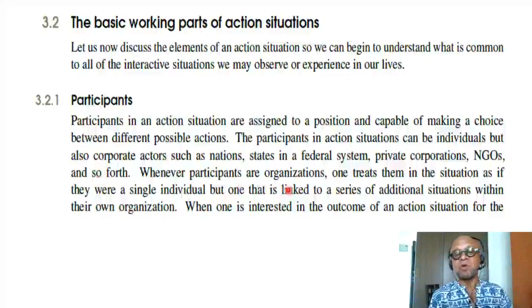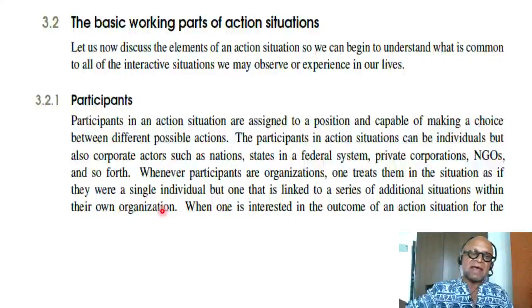Whenever participants are organizations, one treats them in the situation as if they were a single individual, but one that is linked to a series of additional situations within their own organization. So what position they come up with in an action situation is something that happens separately, so that they are representing themselves as one unit in that particular action situation, and their position depends on that organization they made beforehand.